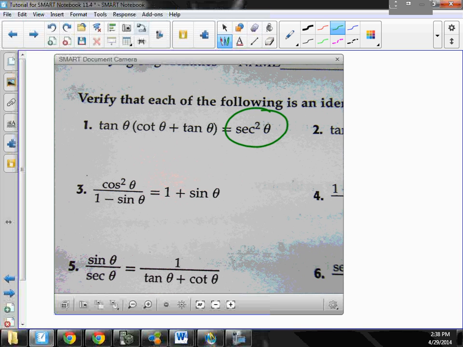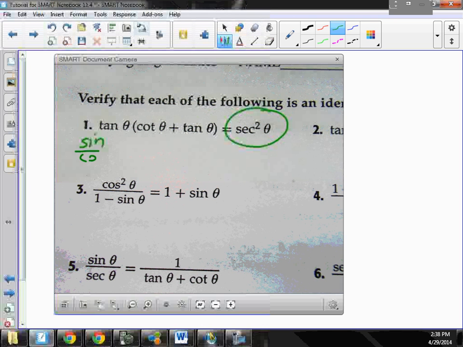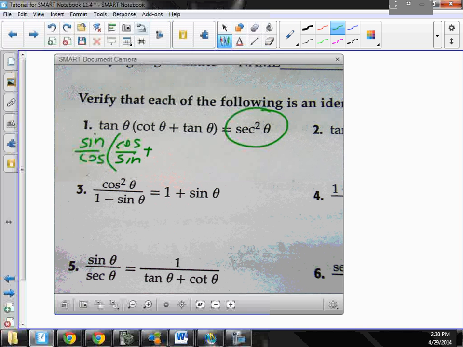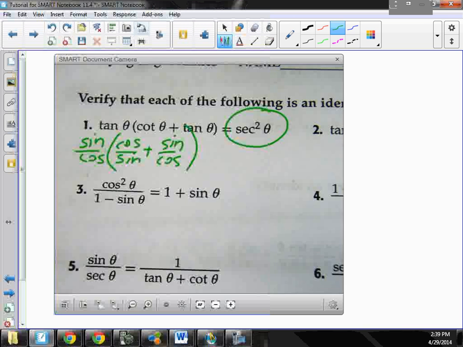So convert to sines and cosines. That's usually the best way. So sine over cosine times cosine over sine plus sine over cosine. Now what should I do? Hold on, we can't cancel yet. I need to distribute. So I need to distribute both of those.